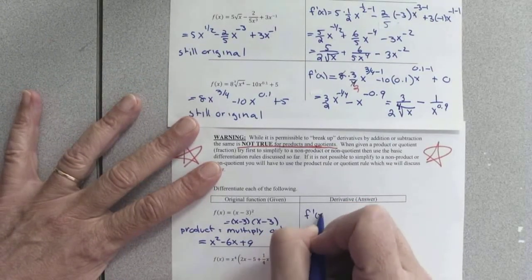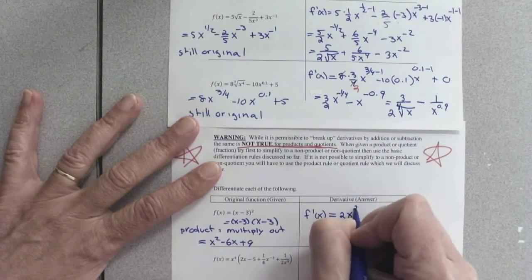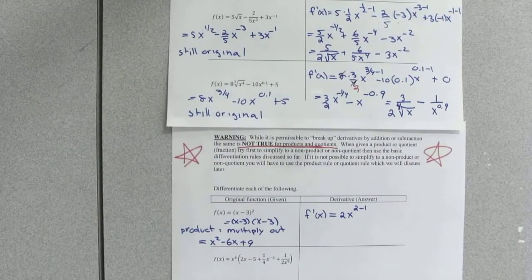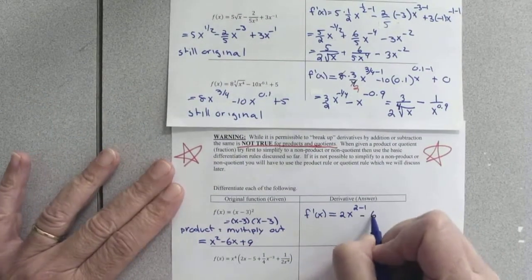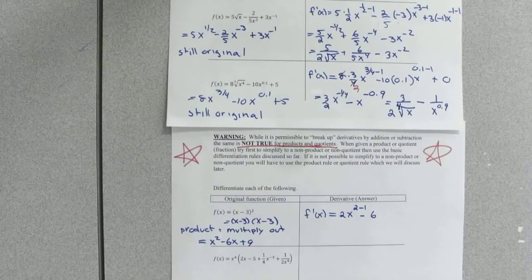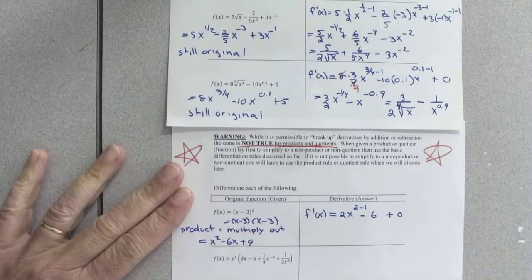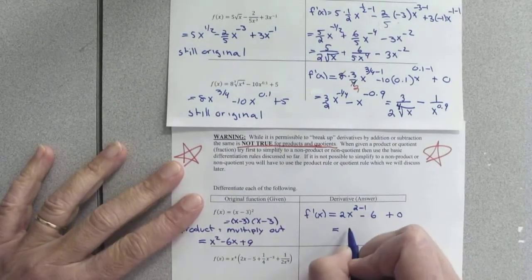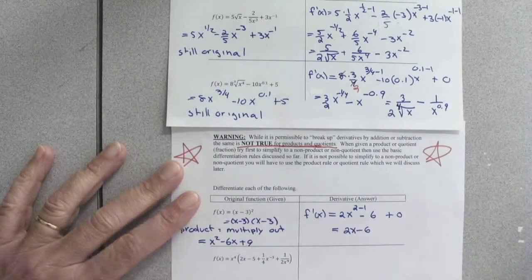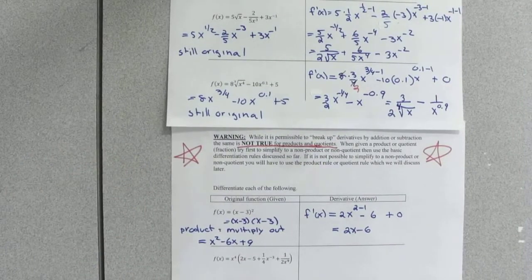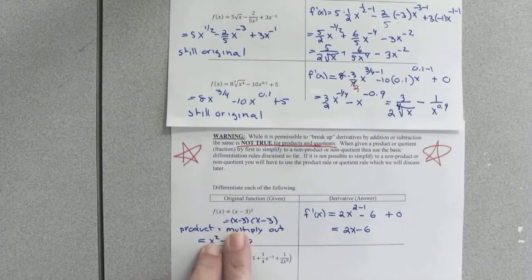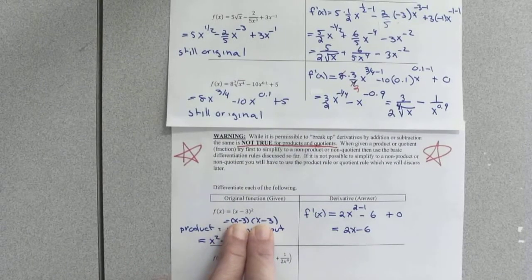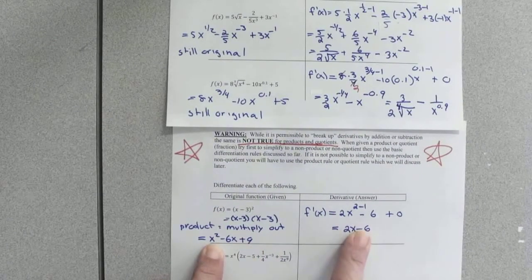And now I just use my basic rules. Multiply by the exponent, decrease the exponent by 1. The derivative of a coefficient times a variable is the coefficient. And the derivative of a constant is 0. And so what do we have here? 2x minus 6. Now, if this were a test problem, what I'd be looking for is where you multiplied it out. You wouldn't show me that. That's just me reminding you that we need to FOIL it, that you would multiply it out, give me that answer.